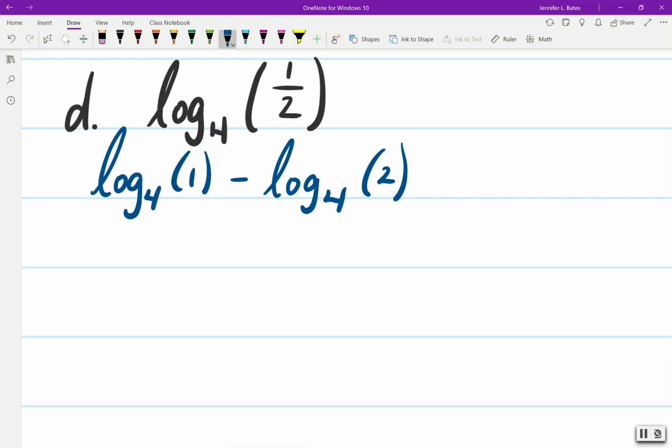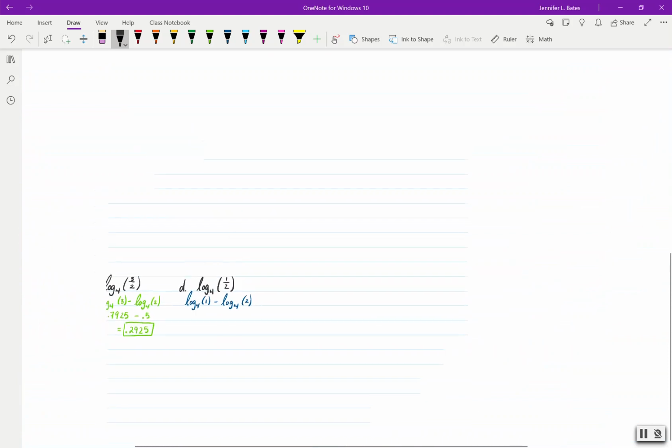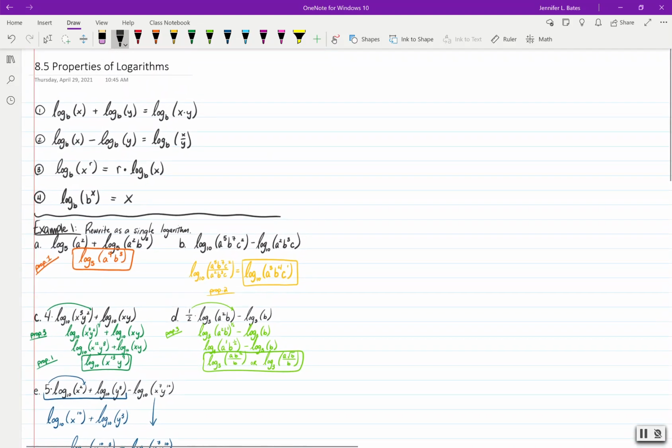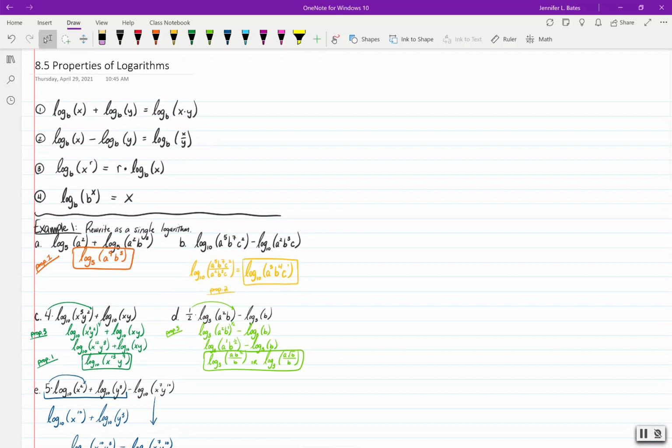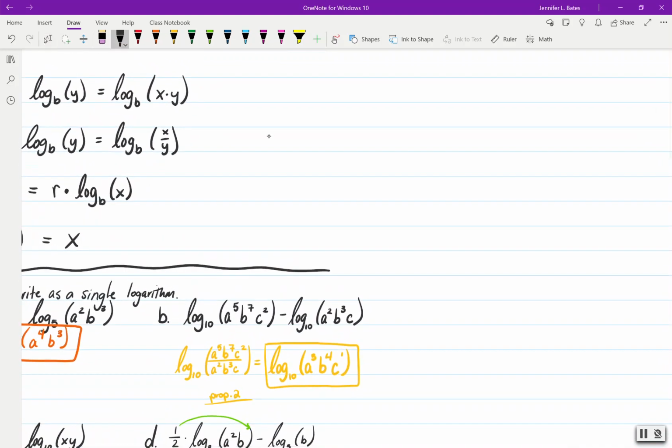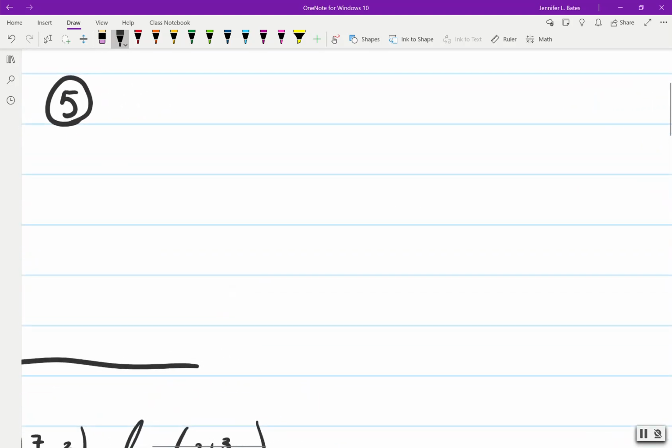And you might be thinking, but Mrs. Bates, we don't know what log base 4 of 1 is. And so we're actually going to go back up to the top of our notes, and we're going to add in one more log property. So let's come up to the top of our notes. And off to the side, we're going to write log property 5. And we're going to write log base B of 1 is equal to 0.